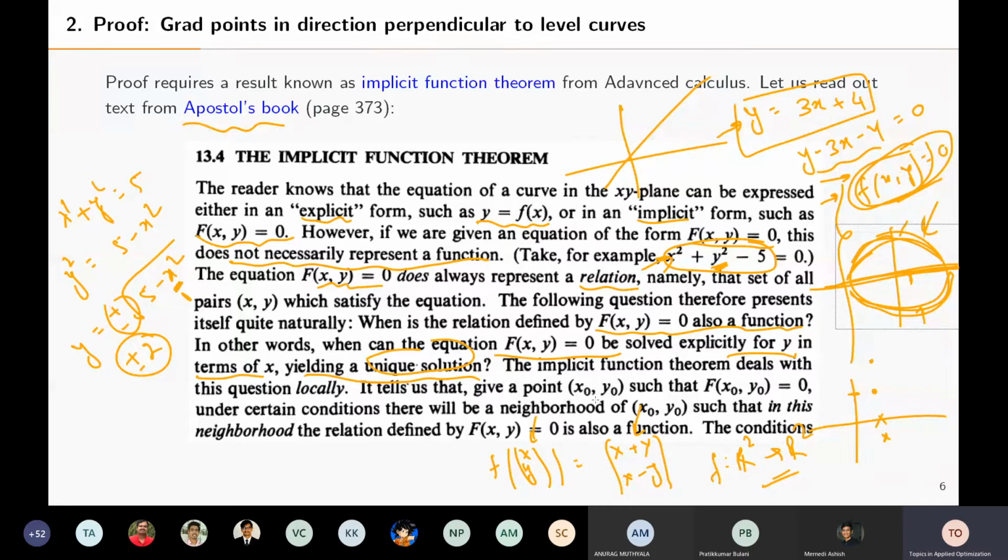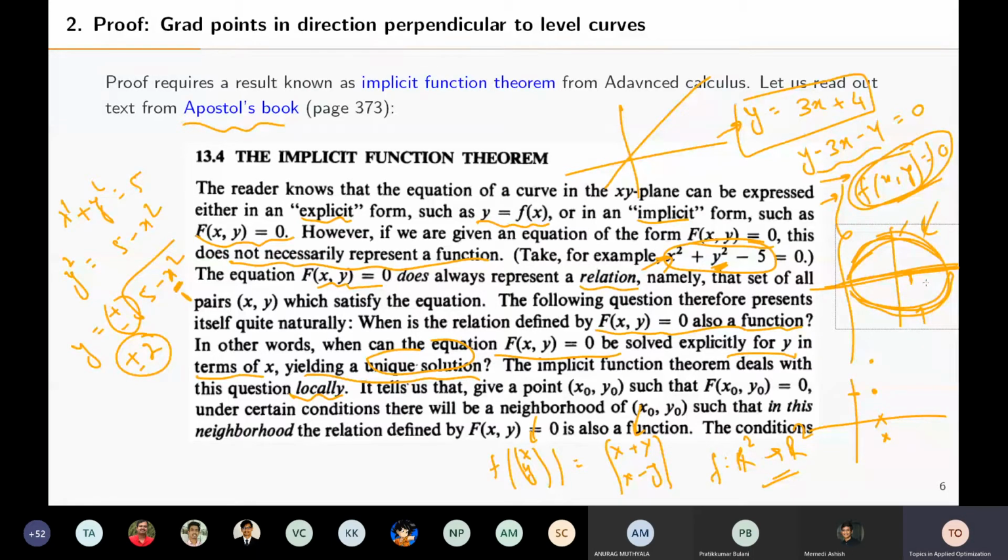So this is the theorem here. The implicit function theorem deals with this question locally. It tells you that okay, I agree that I cannot treat f(x, y) as a function as a whole, but what about locally? Is it possible that locally I can treat this as a function? So that is true actually.